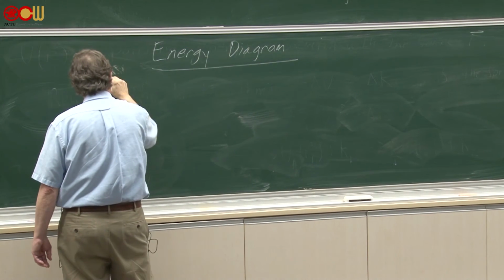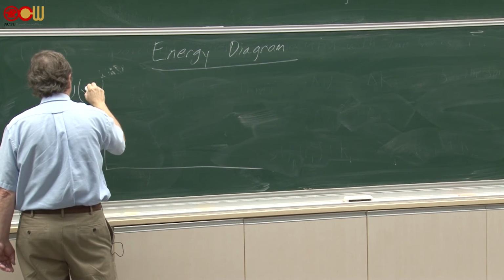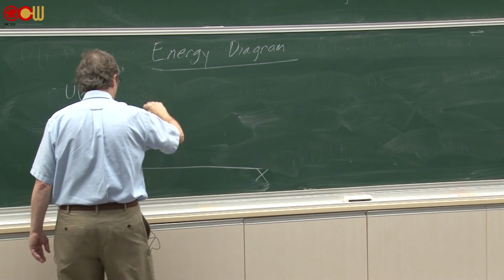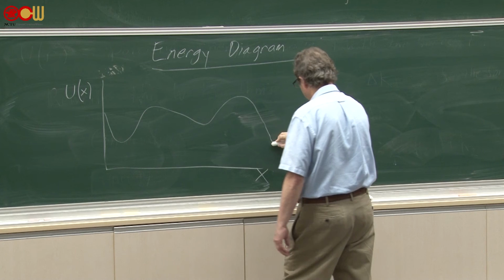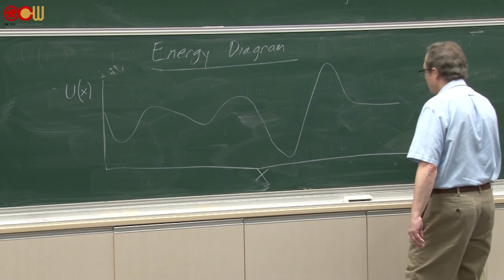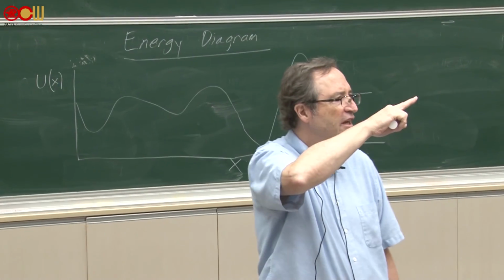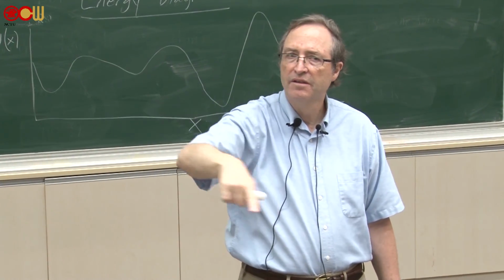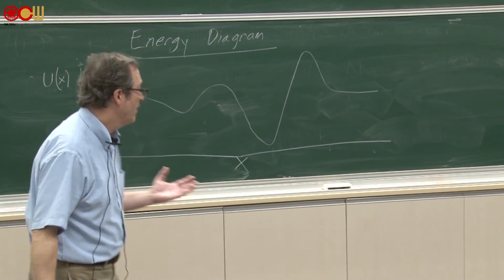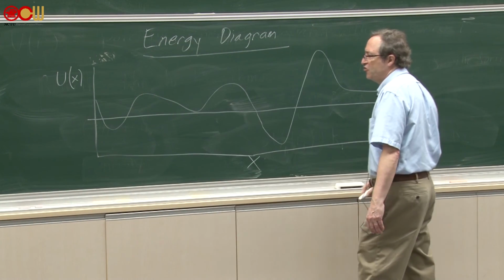All right, I'm going to draw a potential energy as a function of x. And this might look something like the following. All right. So that's the potential energy diagram. Think of it like a bunch of hills and valleys. All right? And there's a total energy for the system. And I'm going to draw that total energy like this. So that's the total energy.